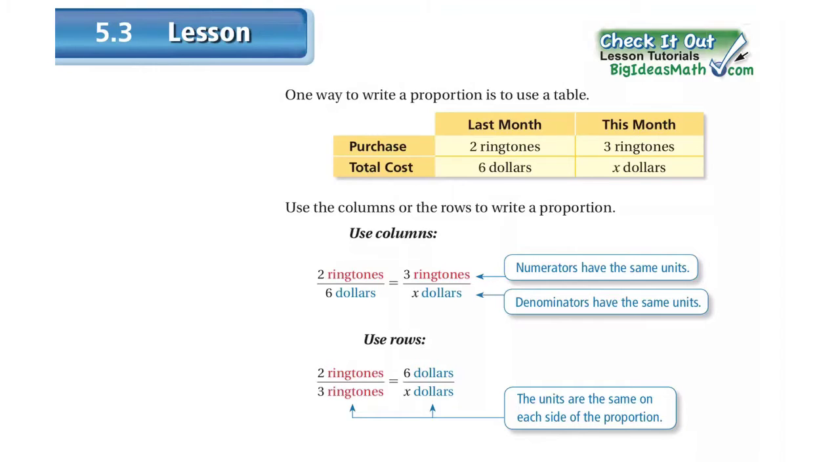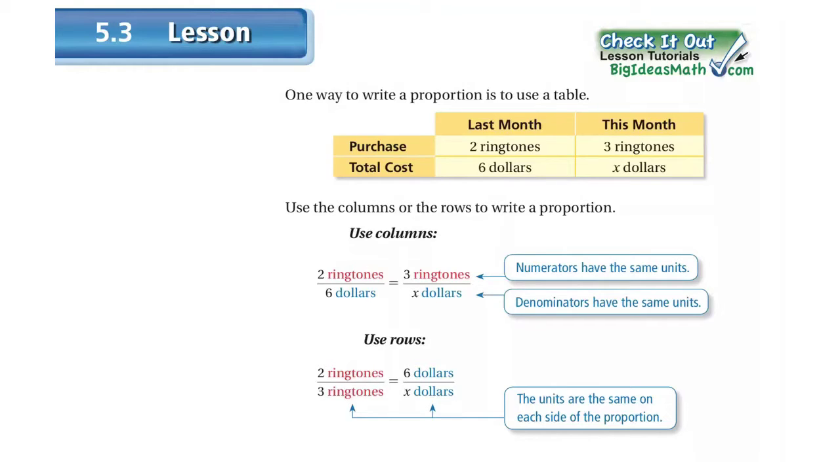Okay, this is lesson 5.3, and we're talking about writing proportions now. It says one way to write a proportion is to use a table. So you use the columns or the rows to write a proportion. Now remember that the proportion is just like two fractions that are equal to each other.